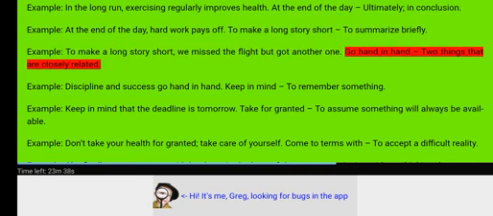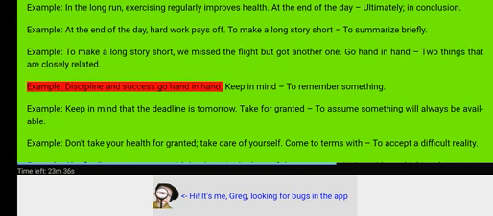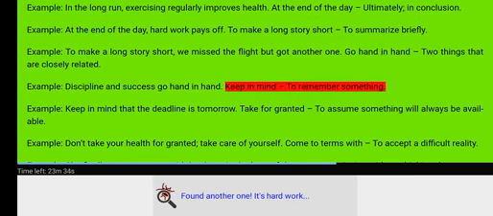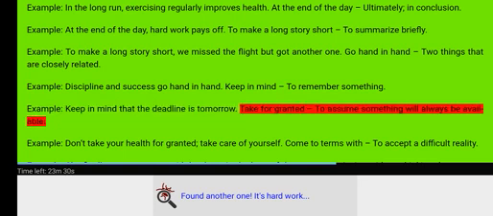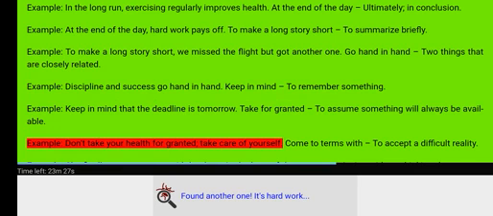Go hand in hand, two things that are closely related. Example, discipline and success go hand in hand. Keep in mind, to remember something. Example, keep in mind that the deadline is tomorrow. Take for granted, to assume something will always be available. Example, don't take your health for granted, take care of yourself.